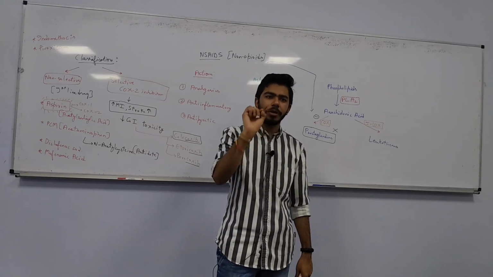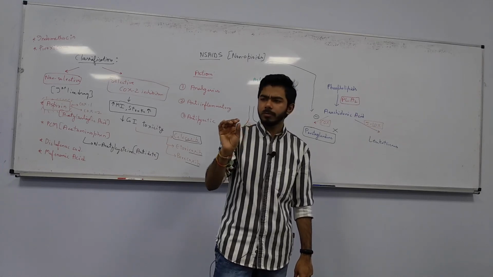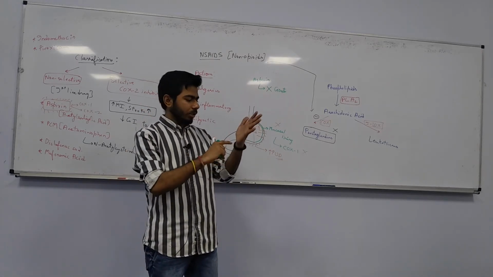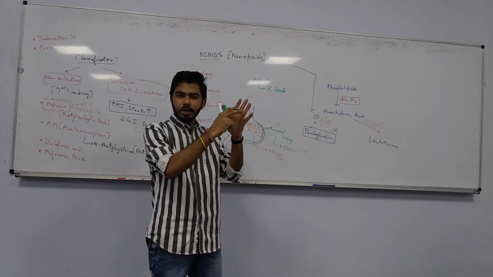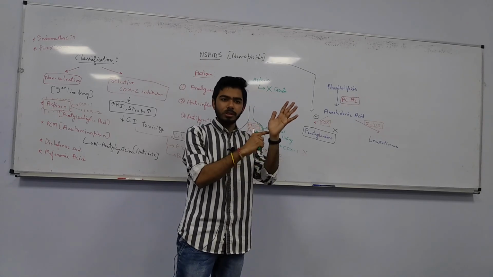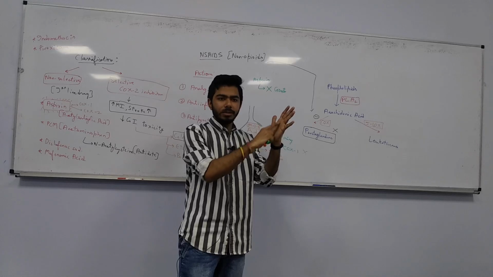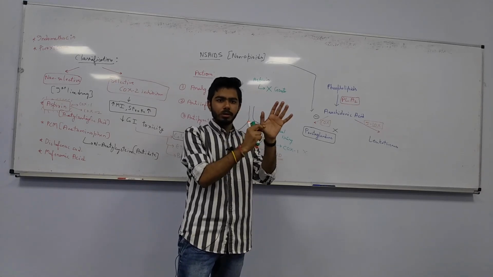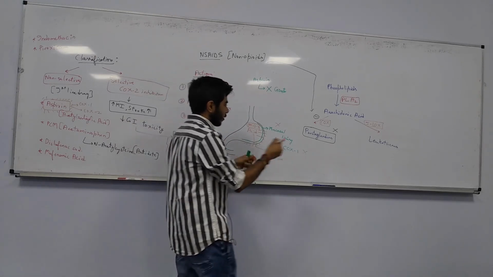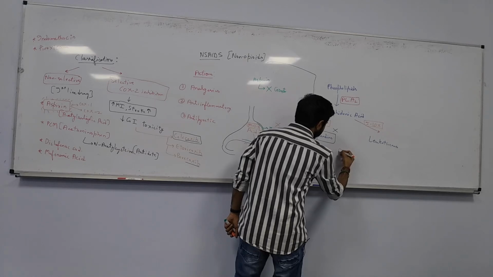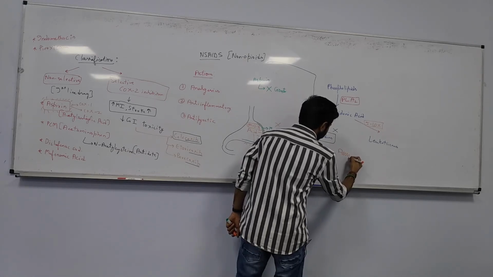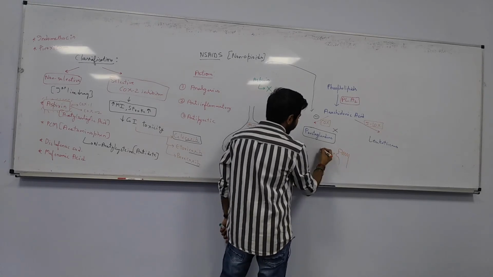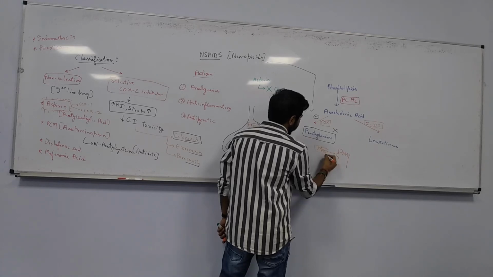But if the question asks which is the most common joint involved in gout, it is the toe, the first metatarsophalangeal joint. These are the carpals, the metacarpals, and the phalanges. Now imagine this is a toe: these will be the tarsals. Carpals are 8, tarsals are 7. Then the metatarsals and then the phalanges. The first one is the thumb, or big toe. Uric acid accumulates over here, at the first metatarsophalangeal joint, the first MTP joint.